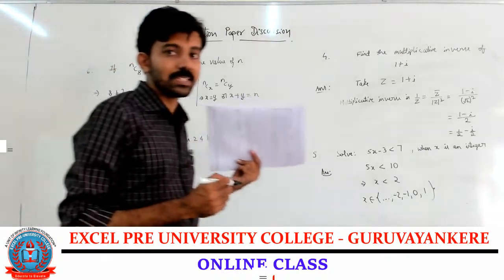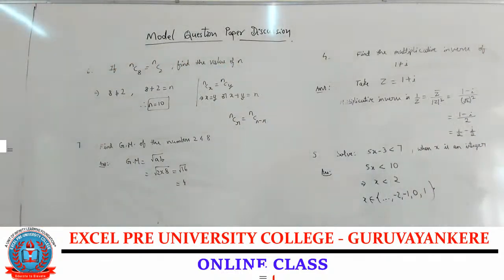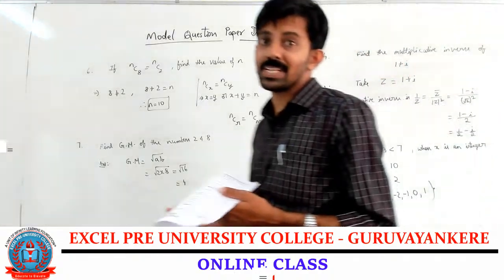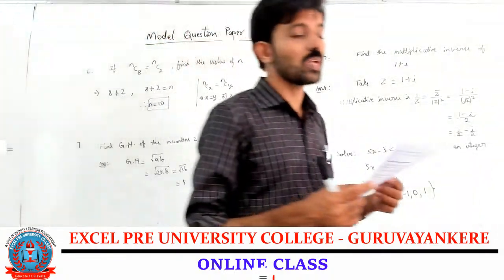Square root of AB is the geometric mean of two numbers A and B. So root of 2 into 8, root 16 is equal to 4. 4 is the geometric mean. Arithmetic mean is A plus B by 2. Geometric mean is root of AB for two numbers A and B.